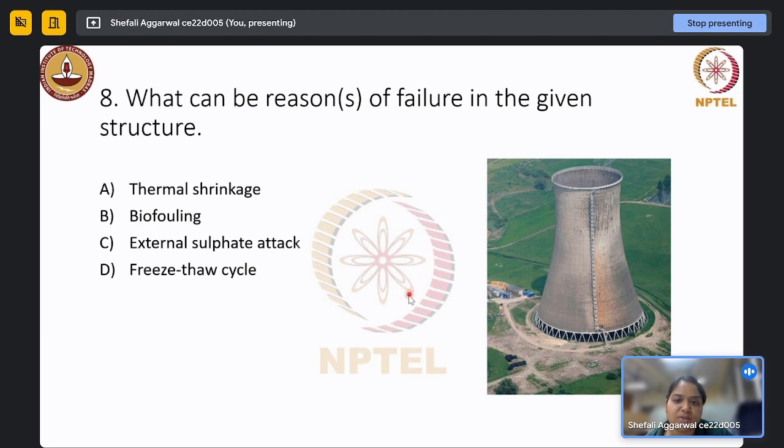Do you think any other option also matches, any other type of failure that can also happen in this type of structure?